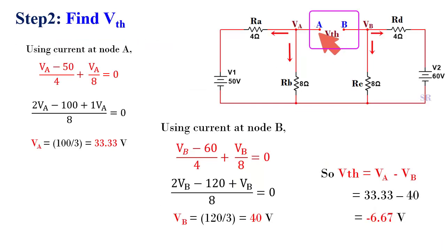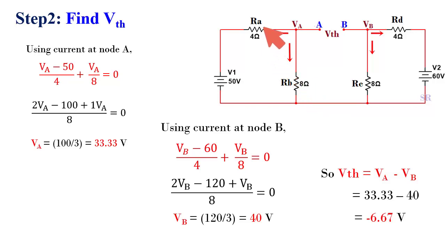VTH is the difference between the potential at point A and potential at point B. To find out the potential at point A, here I have used node analysis. As no current is flowing from this point VA towards the point A, we can consider the current flowing from this point VA through the resistance RA and the current flowing from the point VA through the resistance RB. Summation of these two currents is 0.